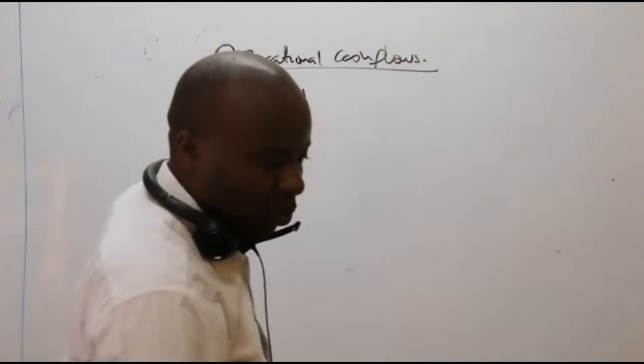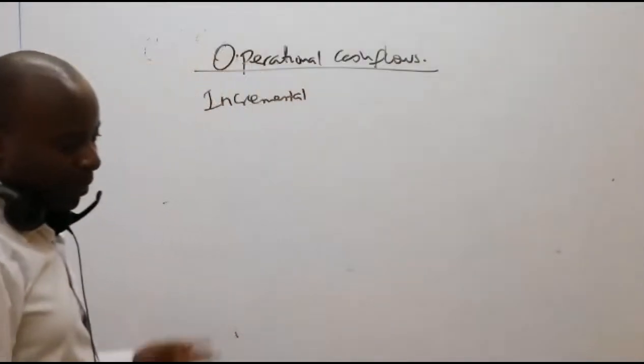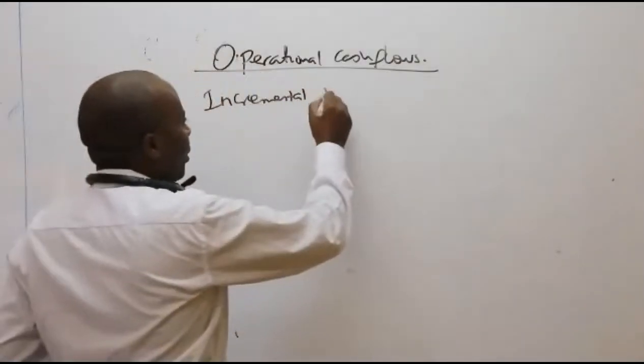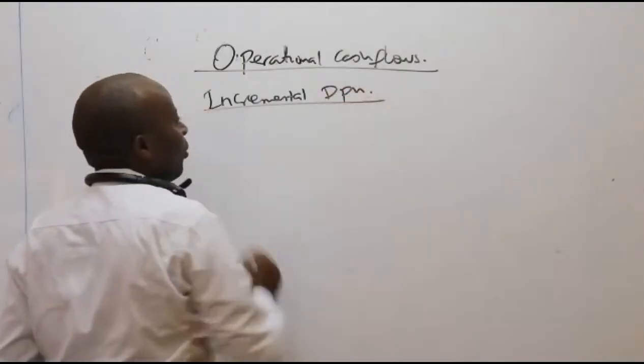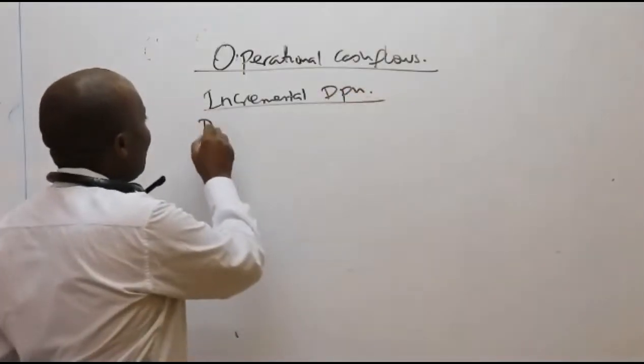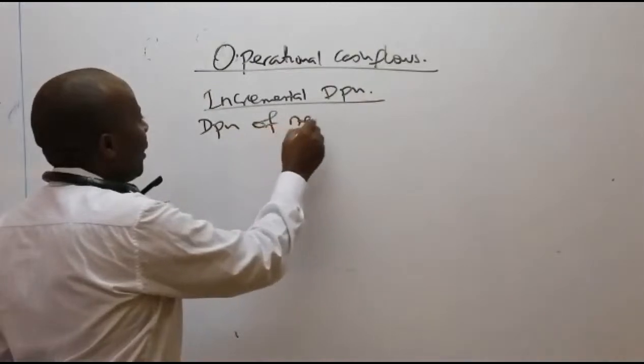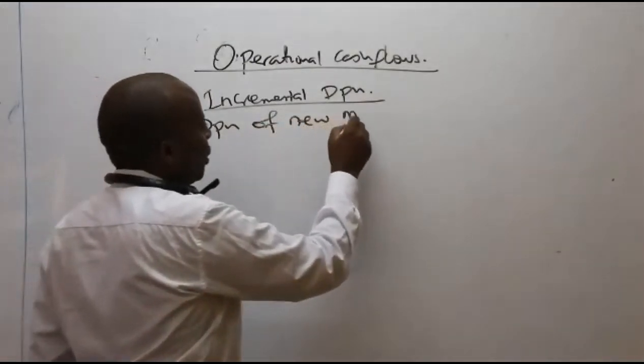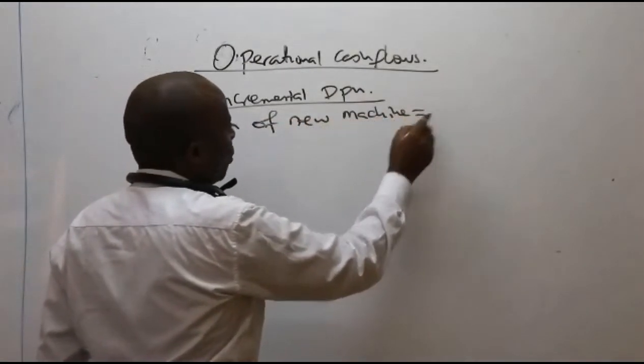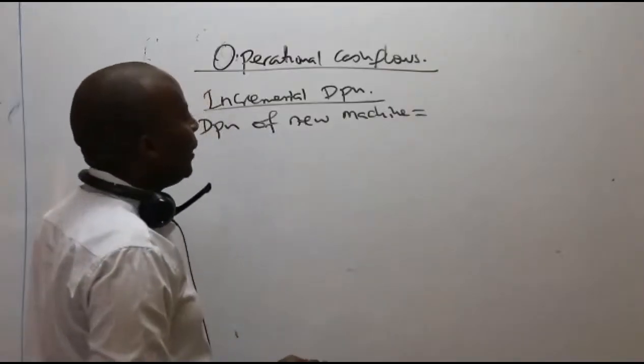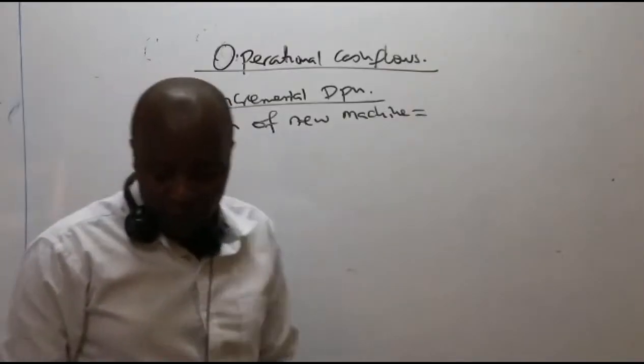So we look for incremental depreciation. This is the name of the working. So incremental depreciation, what do we have? Number one, we have depreciation of the new machine. We know the cost of the new machine, don't we?